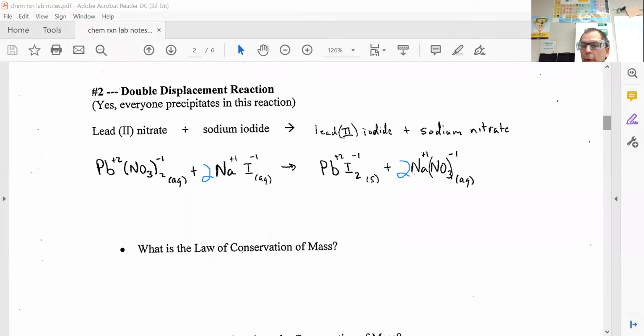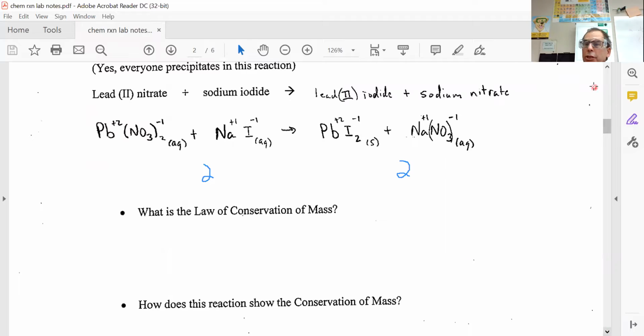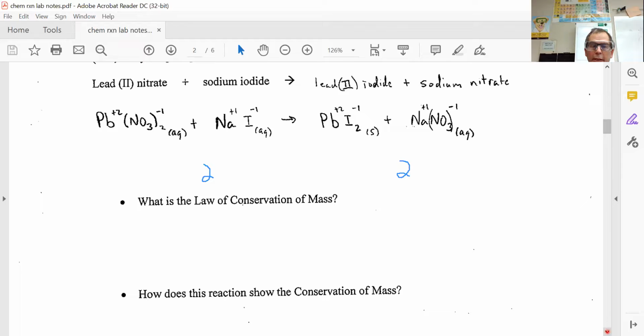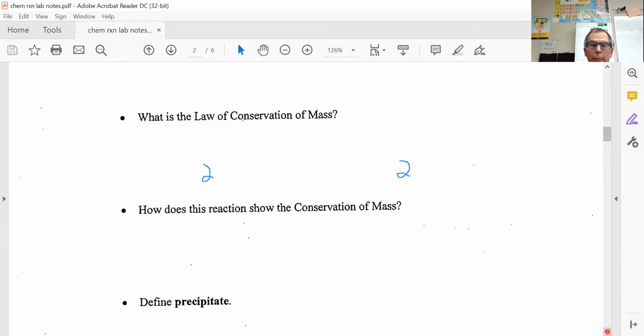Okay, let's keep going and look at a couple of these other questions. How does this reaction show the conservation of mass? We demonstrate it because we did the reaction in a closed vessel like this, and the reactants and products weighed the same each time. So that was kind of our verification of conservation of mass through an experiment.